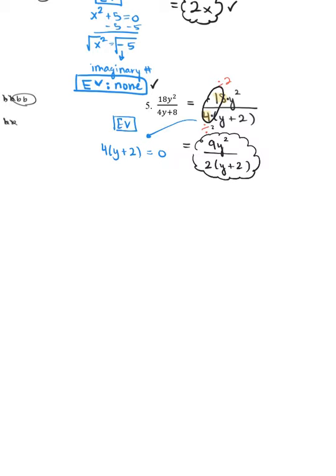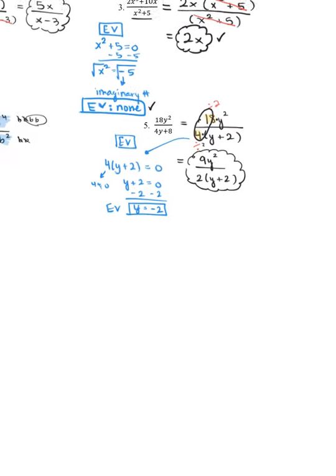So again, I know 4 is a factor, but 4 equaling 0 doesn't make sense, right? So then I'm just solving for y plus 2 because that has a variable in it, and then solve that. So I would subtract 2 from both sides. And then there is that excluded value. Okay, all right, so that is page 1.